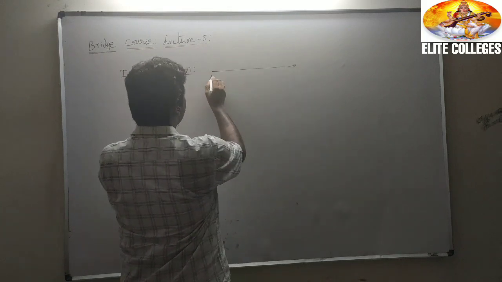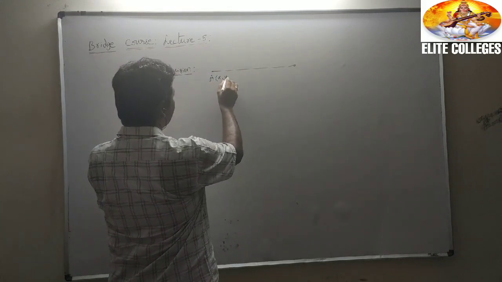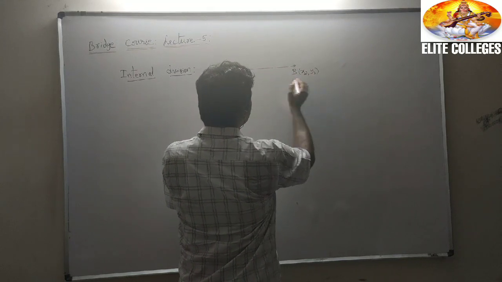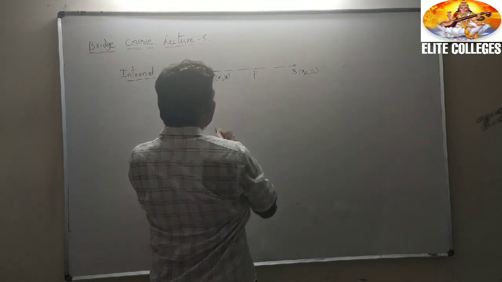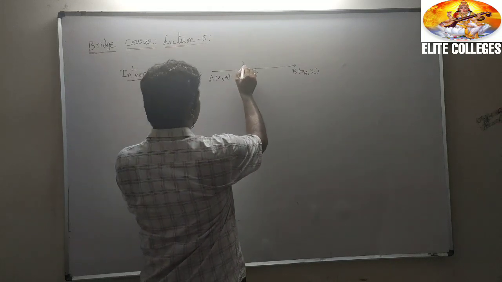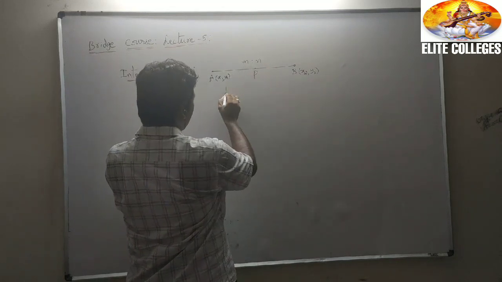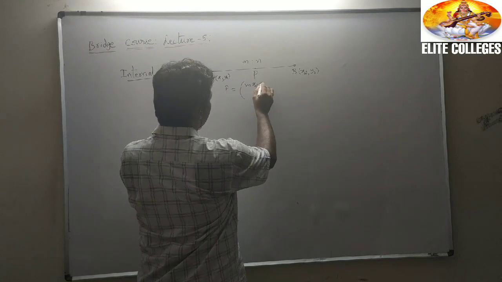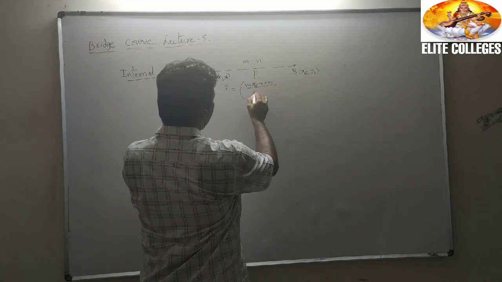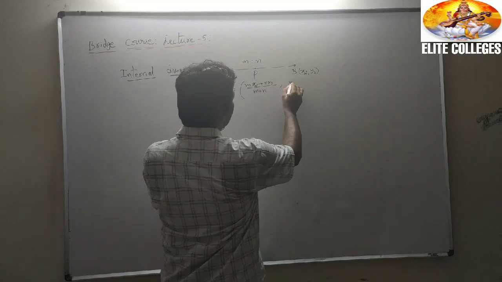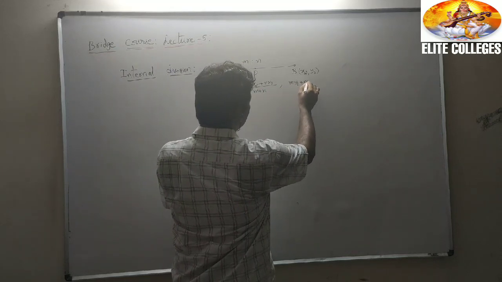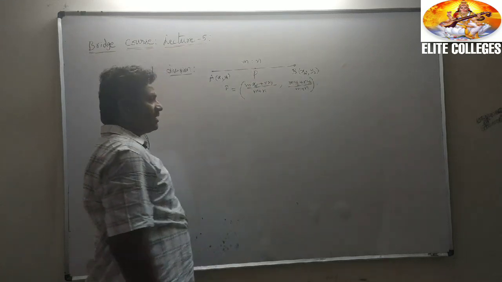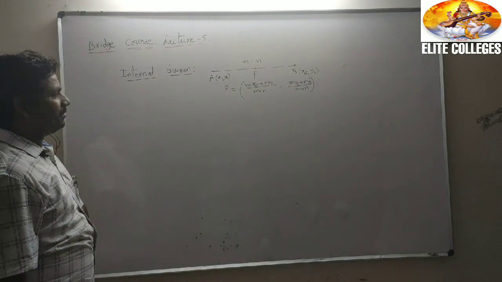So this is A of x1 comma y1 and B of x2 comma y2. The point P divides AB in the ratio m is to n. Then what are the coordinates of P? (mx2 + nx1)/(m + n), (my2 + ny1)/(m + n). So that is the coordinates of P.